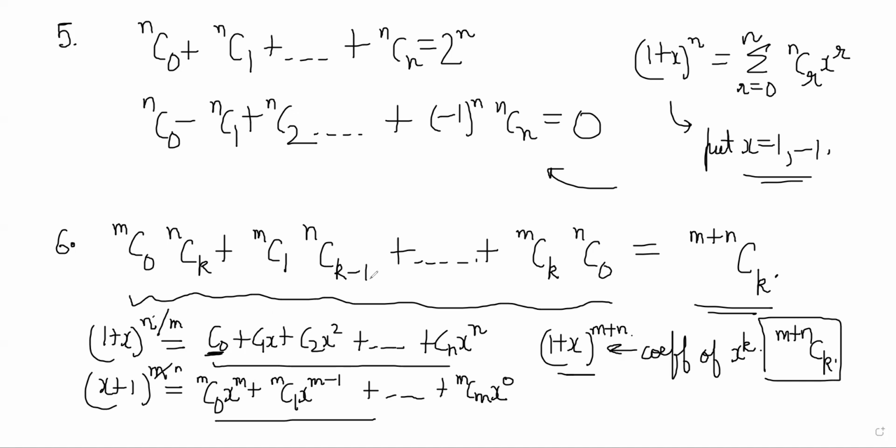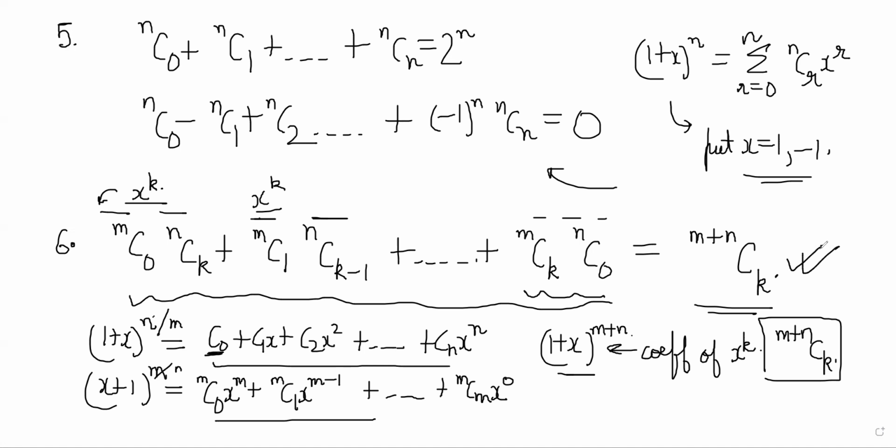The product of two different series, one of the series has to be reversed and then multiplied. Then you will get that mC0 into nCk plus mC1 into nCk minus 1. This series of terms always has coefficient of x power k. This is the coefficient of x power k. This is also an x power k term and so on. So that is the way in which you can prove this identity. You can try that out yourself.